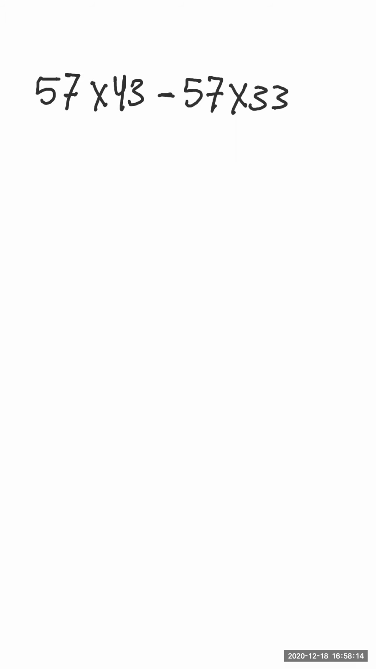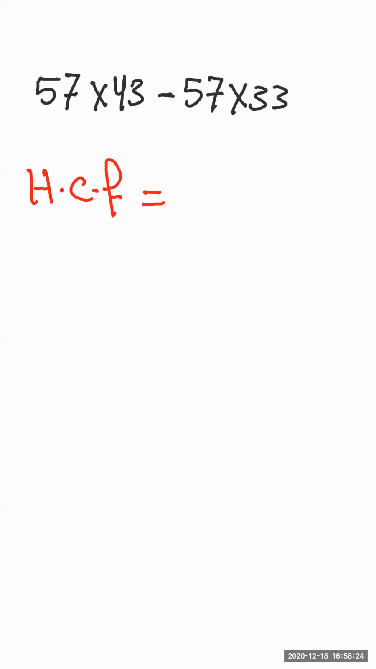Now the next question. Use the factorization by identifying the highest common factor to find the result of each of the following. It's only numbers, guys. This time only numbers. It's very easy, actually. So 57 times 43 minus 57 times 33. First step, I have to identify the HCF.